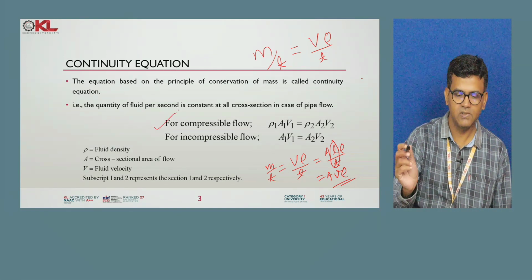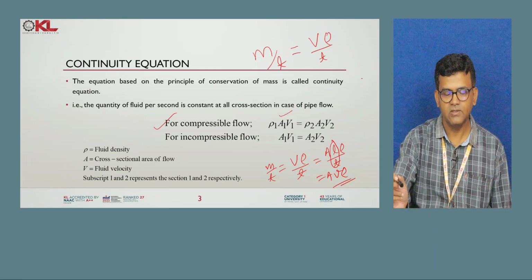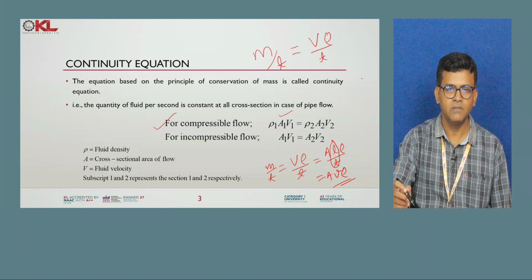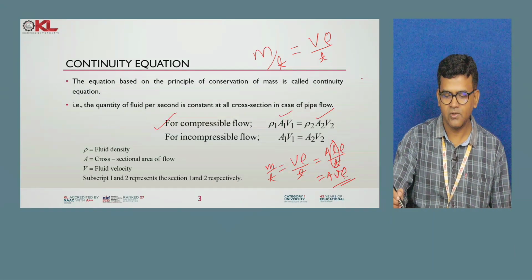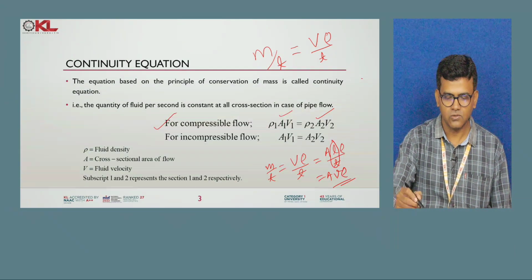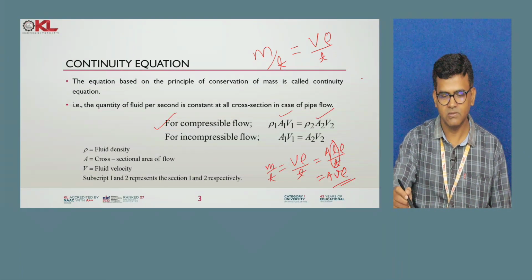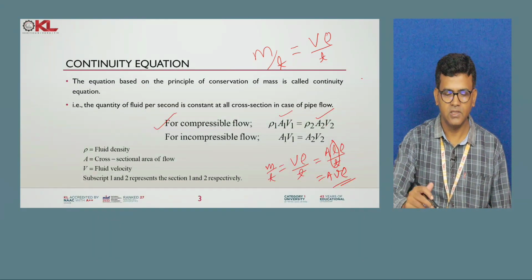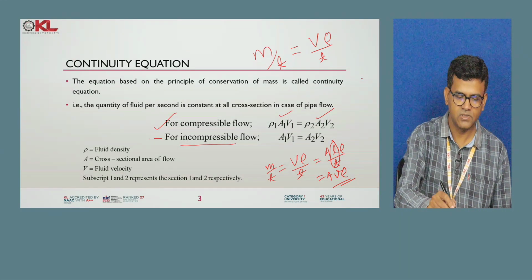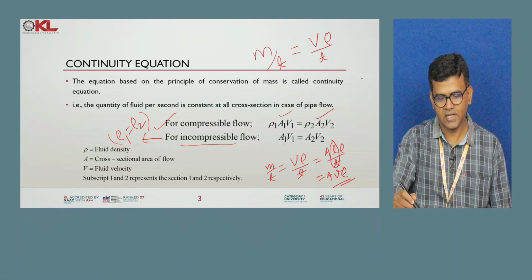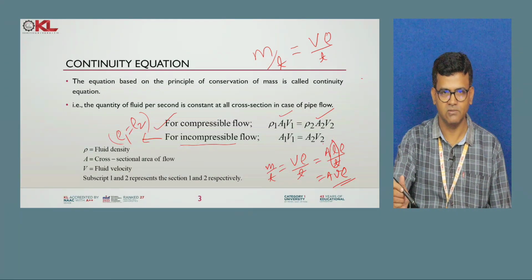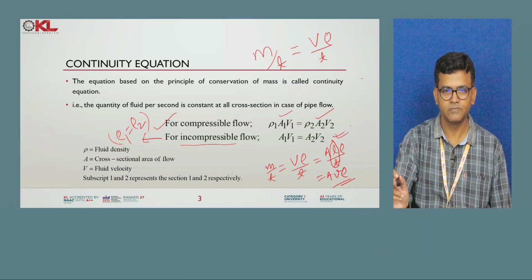So this quantity should be constant as per the conservation of mass, that is the continuity equation. For compressible fluid, the mass per unit time at section 1 should be equal to that at section 2, that is rho A V. So rho 1 A1 V1 equals rho 2 A2 V2. In case of incompressible fluid, density rho 1 equals rho 2, so they cancel out and A1 V1 equals A2 V2 comes out. That is the continuity equation.